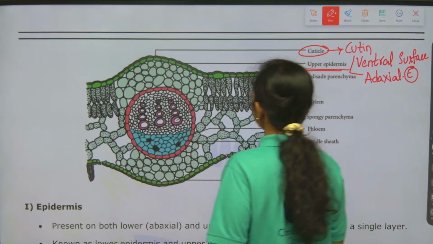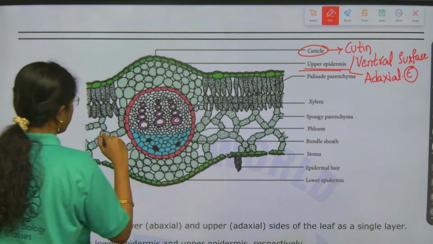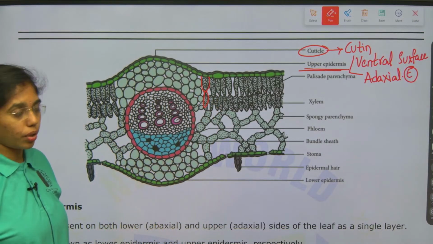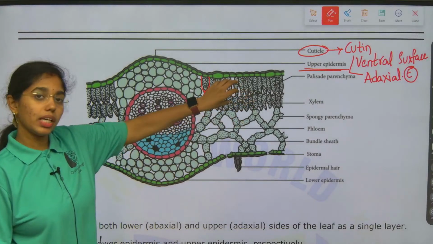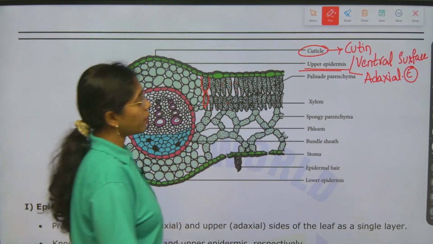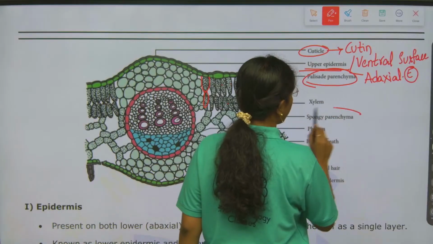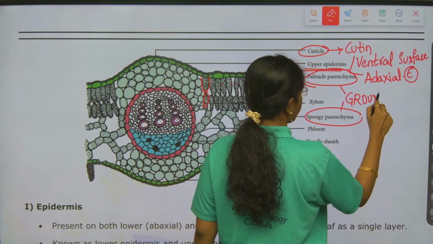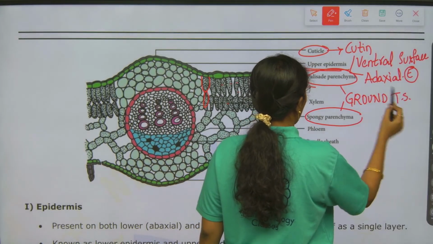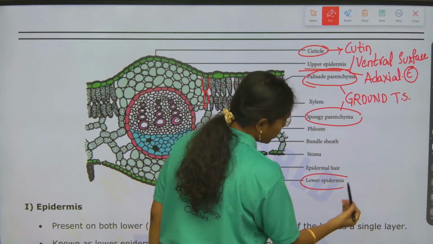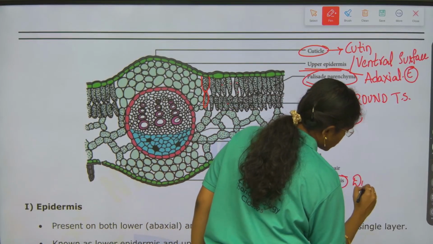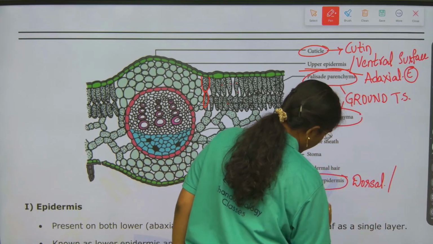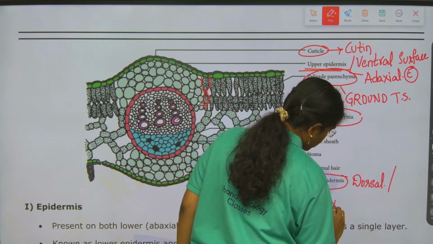Fine, right? Next, below the upper epidermis, 2 to 3 rows of palisade parenchyma are present, which are vertically arranged with least intercellular spaces. Palisade parenchyma and spongy parenchyma both come under the ground tissue system. And on the lower surface, you have the lower epidermis on the dorsal surface. This is also called the abaxial epidermis.